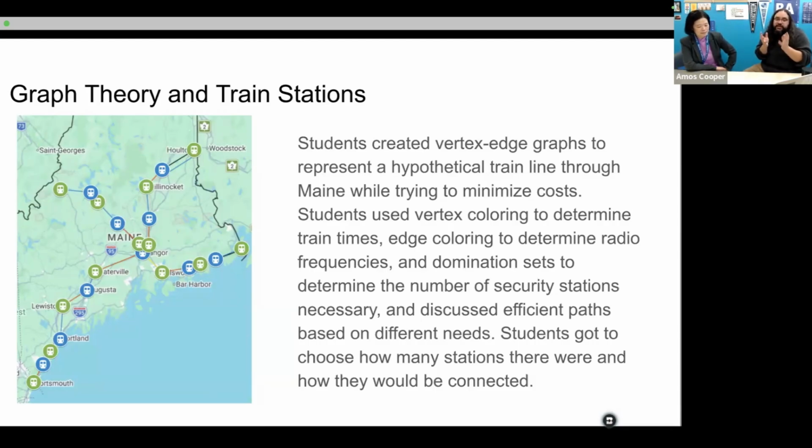Then there's this thing called domination sets that says you don't need a security station at every station. You could put one at every other station, but could you get even more efficient than that? These are the kinds of problems we were analyzing, and the students really enjoyed this train station project. That's so cool. I want that for our state. You're putting seeds of ideas that make math relevant to improving our community. That was the hope.